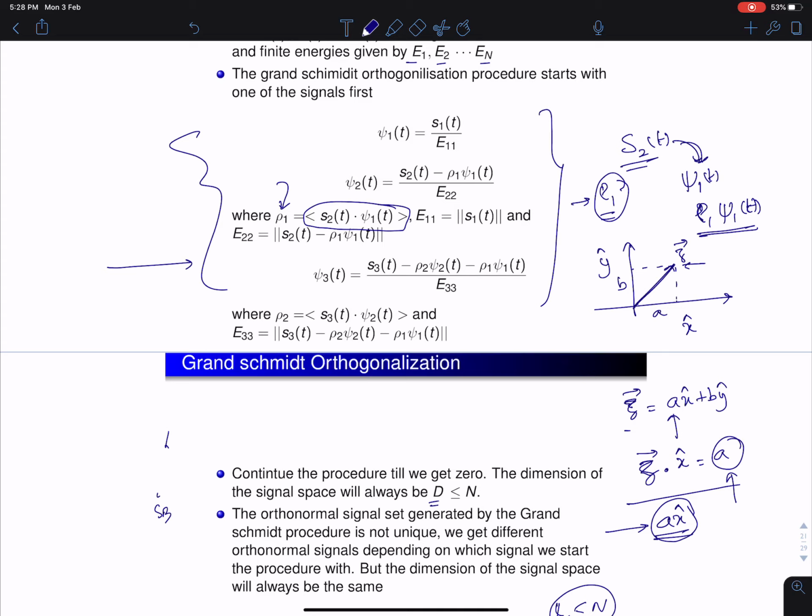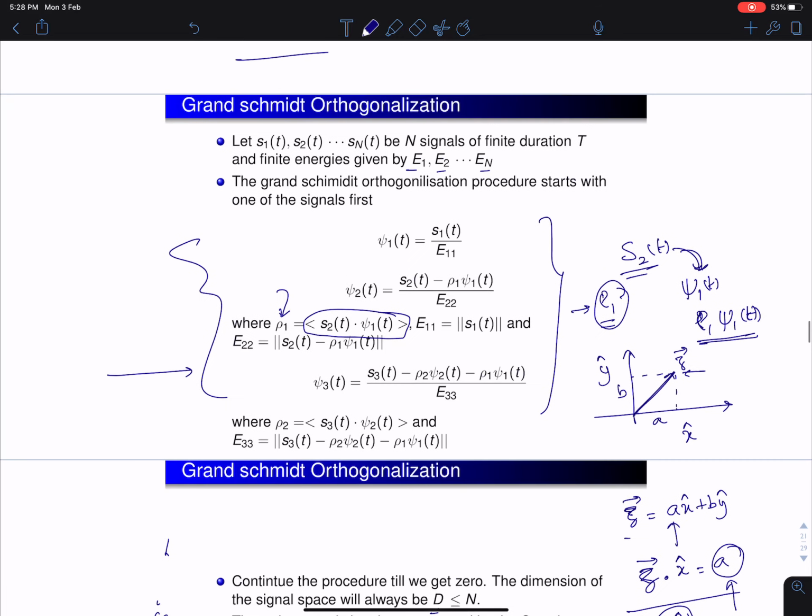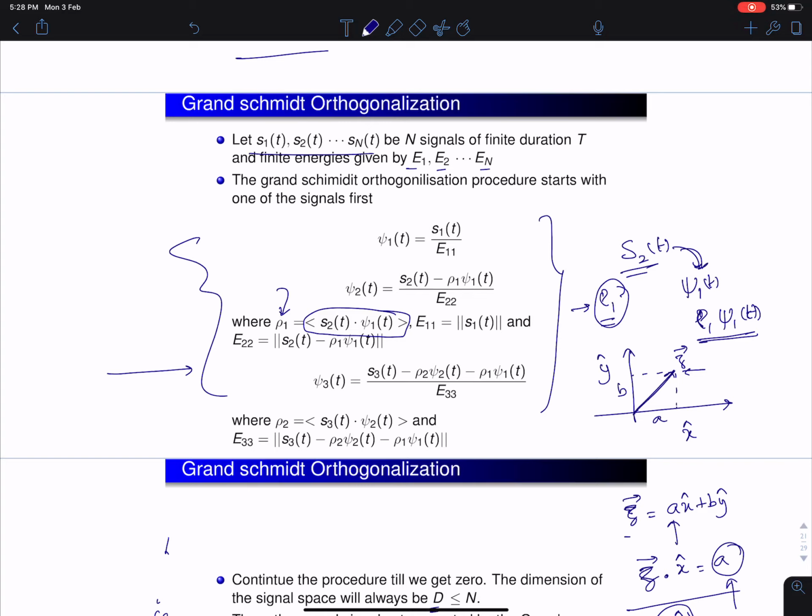And I've already discussed how to go about deriving the Gram-Schmidt orthogonalization procedure. You start with n signals, and you can derive a basis set psi i of t, where i goes from 1 to L, and I said L will always be less than or equal to n. Okay, you can derive a set of orthonormal basis functions whose number, the dimension, is always less than or equal to the number of signals you began with. Why are we doing this? It will slowly become clear in the coming lectures.